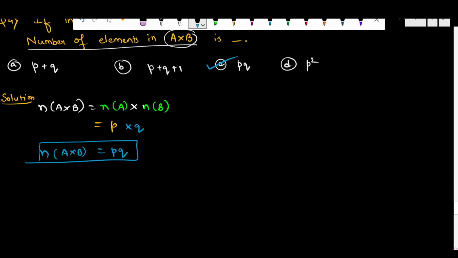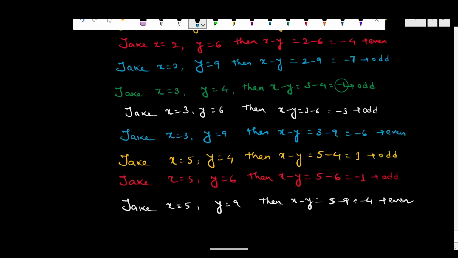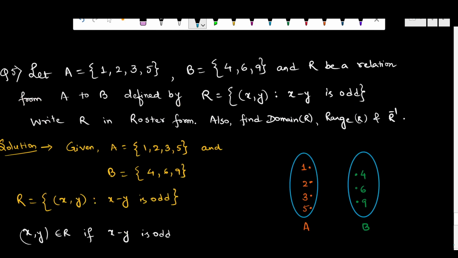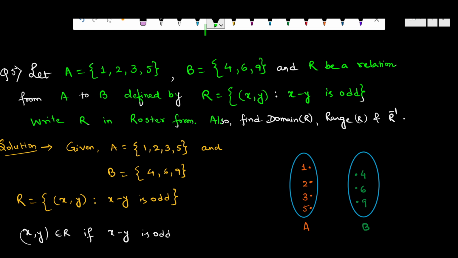Next question is this. Question number 5. Let A be the set 1, 2, 3, 5 and set B be the set 4, 6, 9, and let R be a relation from set A to set B defined by R containing all those ordered pairs (x, y) such that x minus y is odd. You need to write R in roster form and find the domain and range of R and R inverse also. Right? See here.